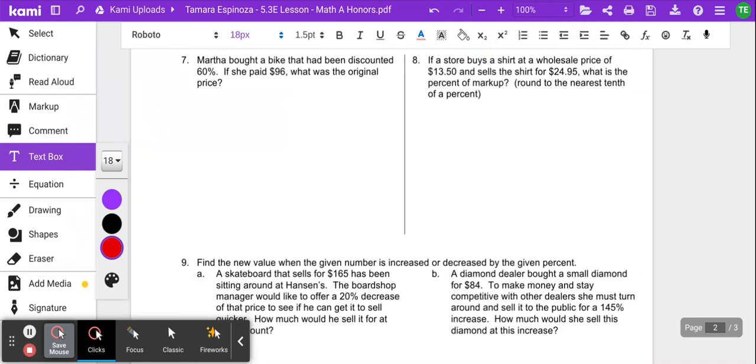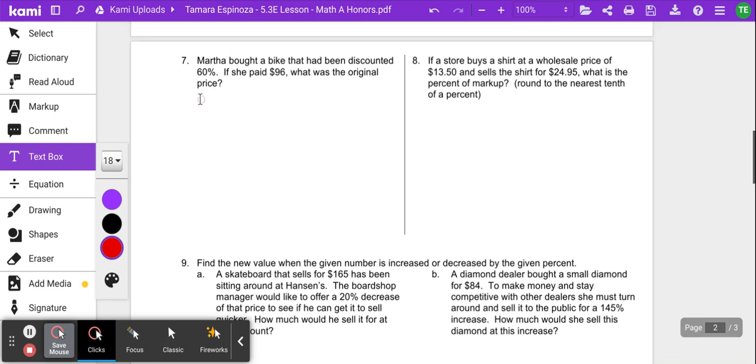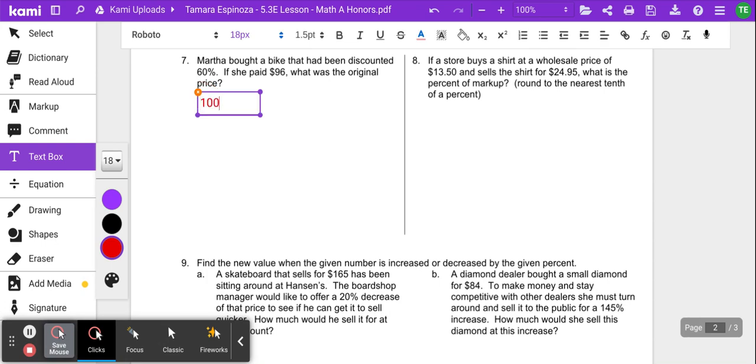Number 7, Martha bought a bike that has been discounted 60%. If she paid $96, what was the original price? Okay, so I have to remember, we're looking for the original and we've got the final. So this was 100% minus the discount percentage or decrease over 100 again is equal to the final price over the original. So our basic setup.